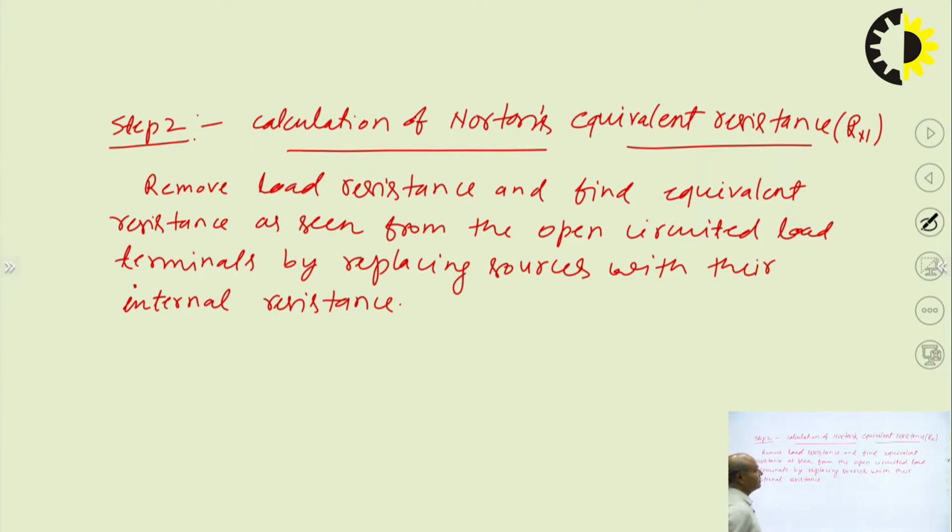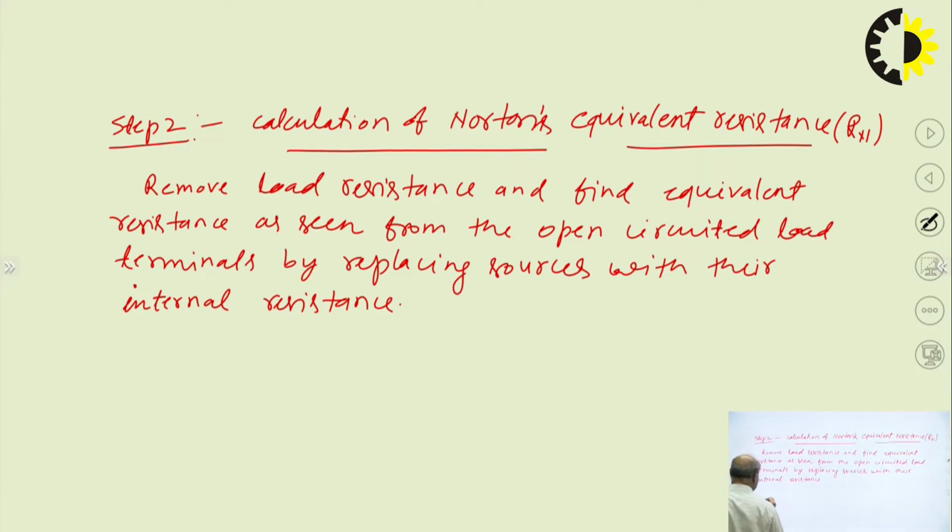So this is the procedure to find out Norton's equivalent resistance. We remove the load and find the equivalent resistance of the circuit seen from the load terminals, replacing the sources with their internal resistance. And as you know, the internal resistance of an ideal voltage source is 0 and the internal resistance of an ideal current source is infinite. Infinite means open circuit and 0 means short circuit. So this is how we calculate Norton's equivalent resistance, from our basic circuit or original circuit or complex circuit, right.